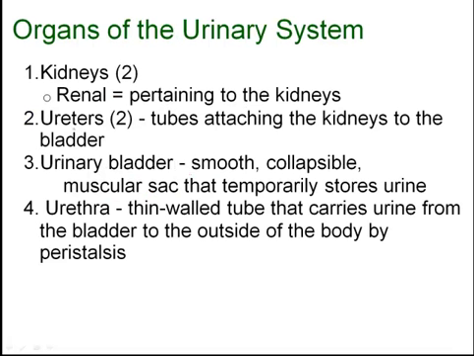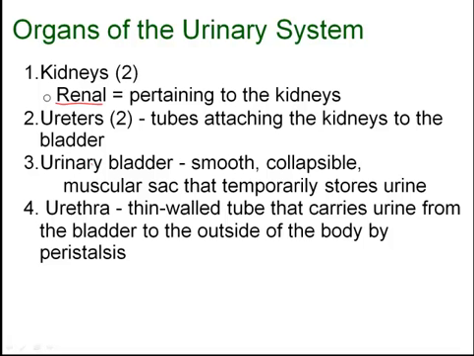So the organs of the urinary system, you have two kidneys, and you're going to hear the word renal a whole bunch of times, and renal means pertaining to the kidneys. So anytime you hear the word renal, we're talking about kidneys. There are two ureters. These are tubes that are attached to the kidneys and will carry the urine that's made in the kidneys down to the urinary bladder.